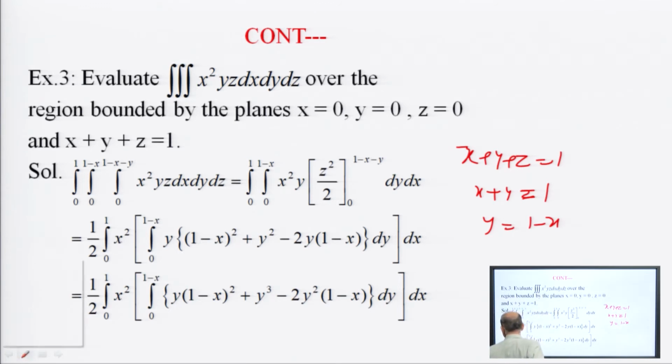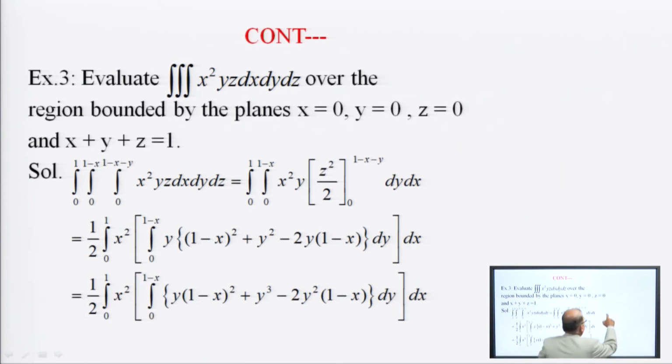Again x plus y is equal to 1. We have taken the limit of z and the limit of y, so we remove y and get the upper limit of x as 1. The limits of integration are x varying from 0 to 1, y varying from 0 to 1 minus x, z varying from 0 to 1 minus x minus y, for x square y z dx dy dz.